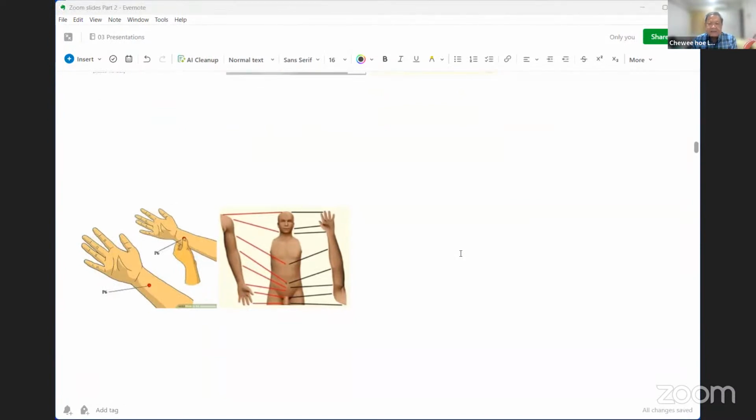Okay, TCM. Pericardium 6 is also a top point, maybe top 5 in the TCM system. I will show you where Pericardium 6 is. It's here. Can you see my arrow? Pericardium 6 is here.